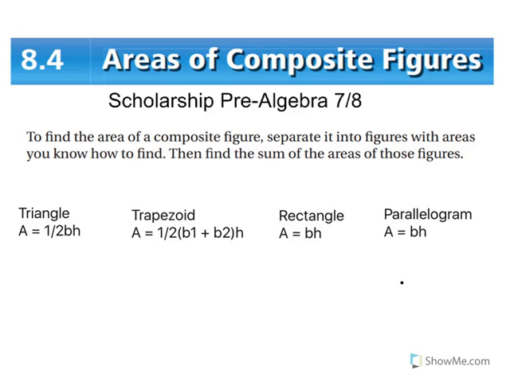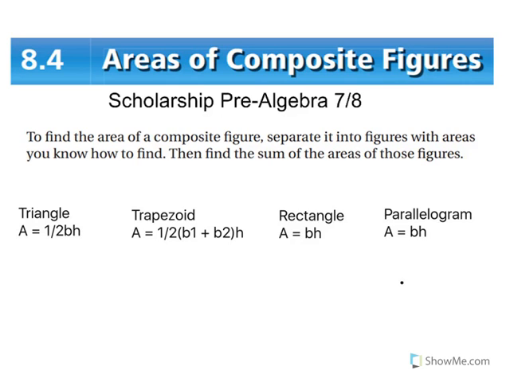I guess we'll begin by looking at what to do in general when finding the area of composite figures. To find the area of a composite figure, you would want to separate it into figures with areas you know how to find. Then find the sum of the areas of those figures.